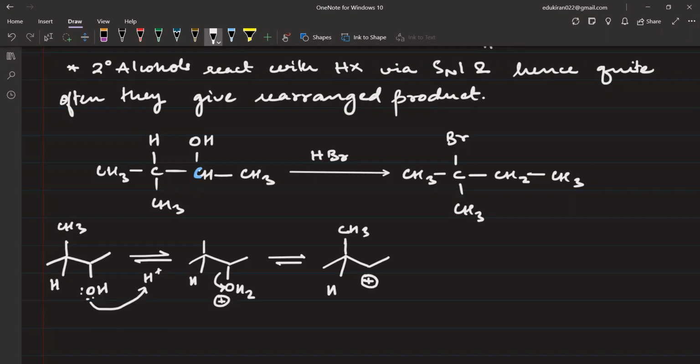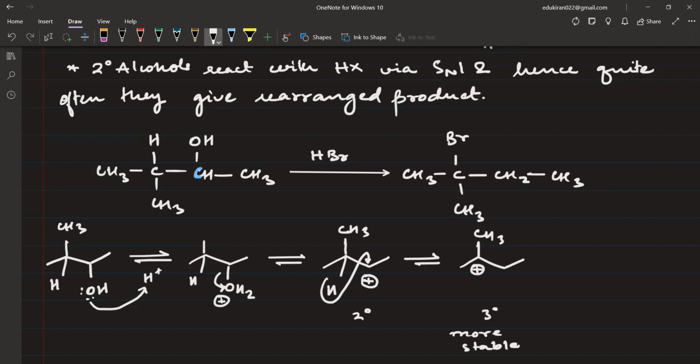As you can see that this hydrogen atom can rearrange and it will move to this carbon atom here, leading to formation of a tertiary carbocation. So this is 2-degree carbocation, this is 3-degree carbocation. So 3 degree is more stable.